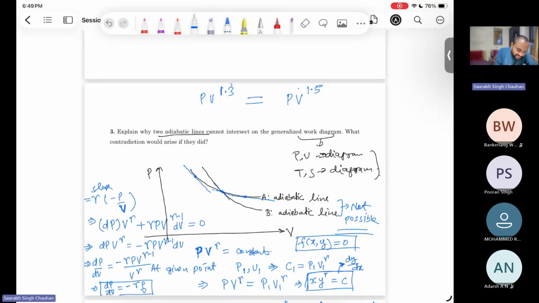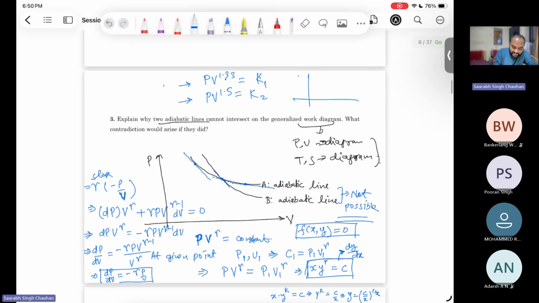But if you fix this thing, then you will get one single curve, right? So this particular curve and this particular curve can intersect with each other. I should write very explicitly. So p v to the power 1.33 is equal to some constant k, and p v to the power 1.5 is equal to k2. So these two curves can intersect each other.